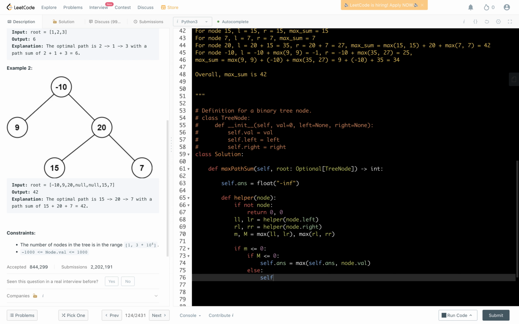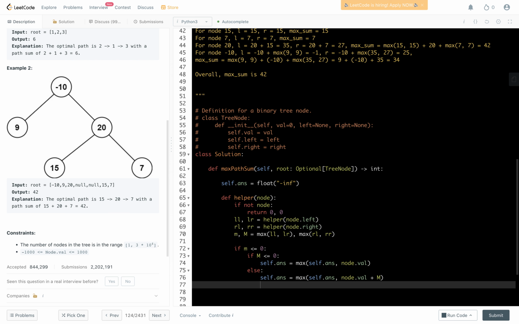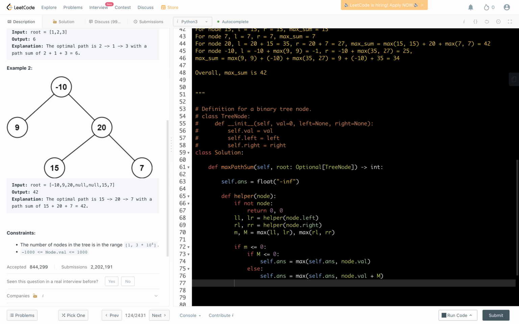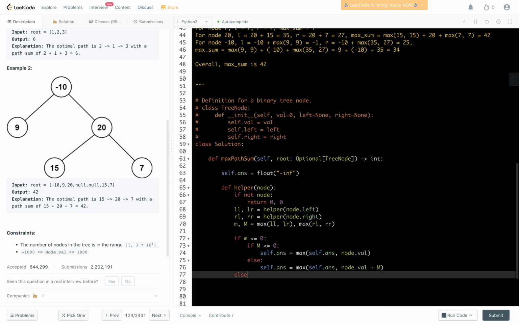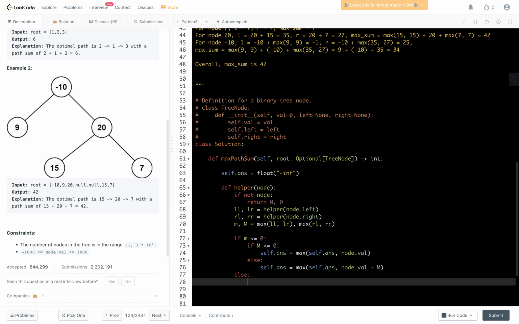This is one case. Another case is that the capital M is positive. So in this case, we can go to the right subtree from the current node. So the max will be self answer, and we can go to right, right? So we're going to plus this M. So this is one case.